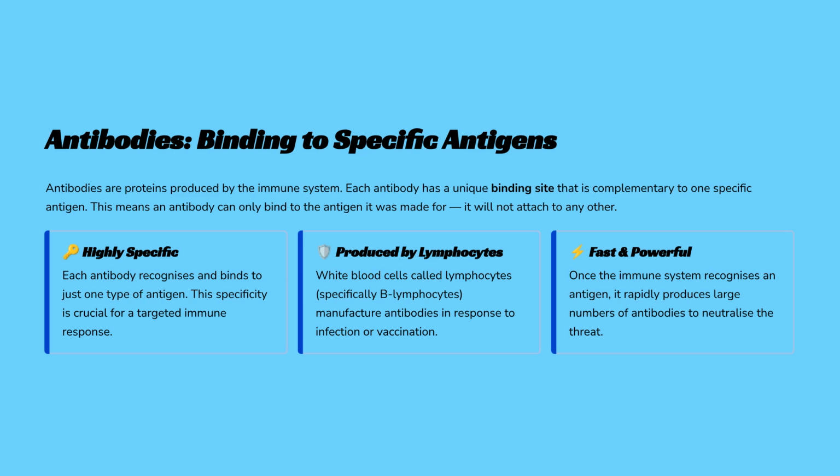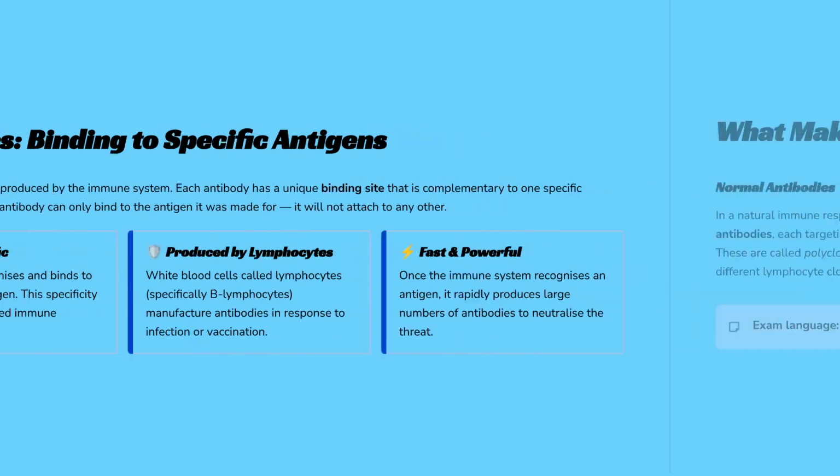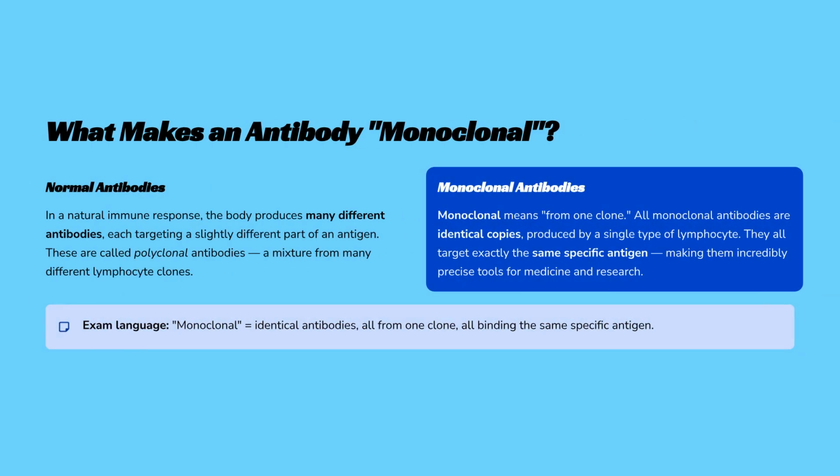Antibodies are highly specific proteins produced by white blood cells called lymphocytes. Each antibody has a unique binding site that matches only one type of antigen, allowing for a rapid and powerful response when an infection is detected. While a natural immune response creates a mixture of antibodies, monoclonal antibodies are identical copies produced from a single clone. This consistency makes them incredibly precise and valuable tools for medicine.